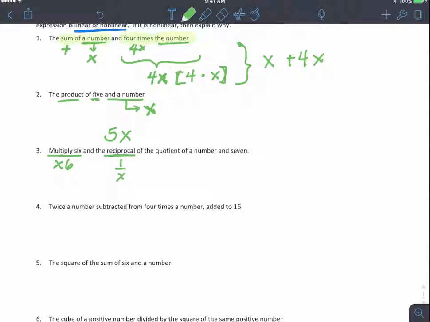And the quotient, so quotient means the answer to a division problem, of a number and 7. So a number is, again, our placeholder, which we're going to call x. And if we have the quotient, it's divided by 7.